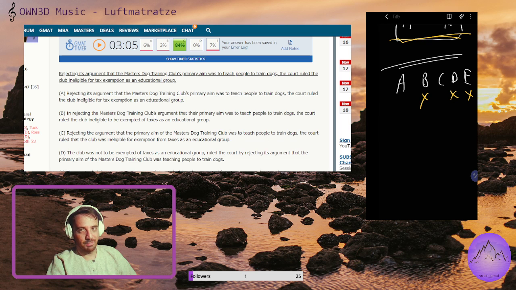you can just cut down the modifiers to get to the main part of the sentence, and that's saying, in rejecting the argument, the court ruled the club ineligible to be exempted of taxes as an educational group. Well, again, exempted of taxes, idiomatically incorrect, but bigger than that, in rejecting the argument, the court ruled the club ineligible. So you don't rule something in rejecting it, in rejecting something else. Again, it's like because they rejected the argument, the court ruled the club ineligible.